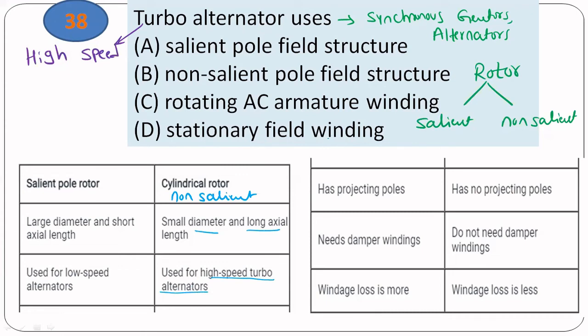The remaining comparison you can see with respect to the projecting poles: salient has projecting poles, non-salient has none. Salient poles require damper winding, and the other one does not require any kind of damper winding, and so on. But with respect to the question asked here, high speed turbo alternator means non-salient or cylindrical rotor. That is, non-salient pole structure is used for turbo alternator.